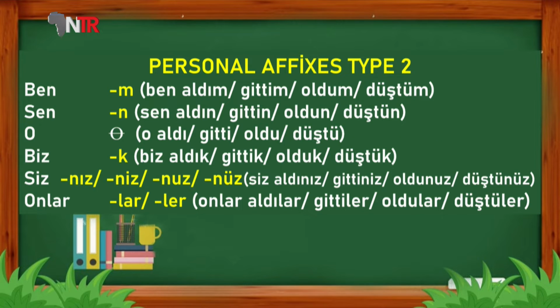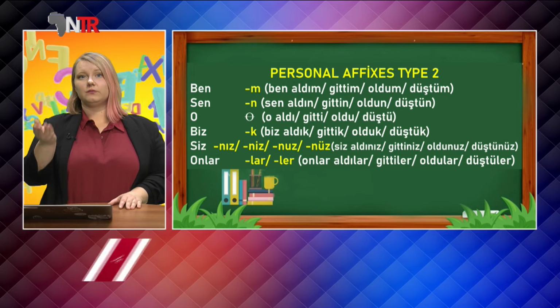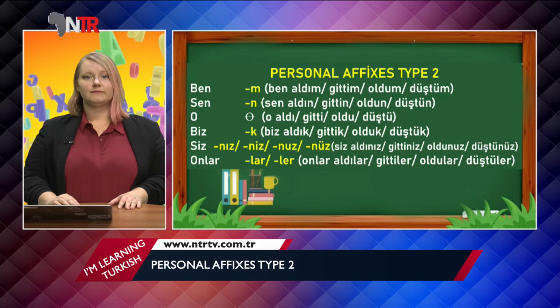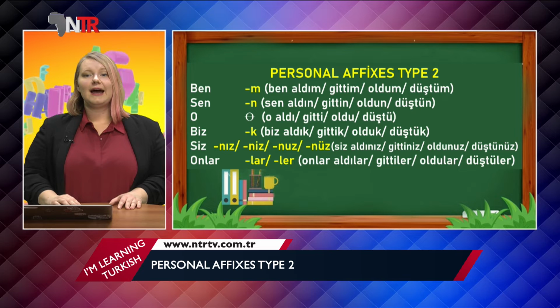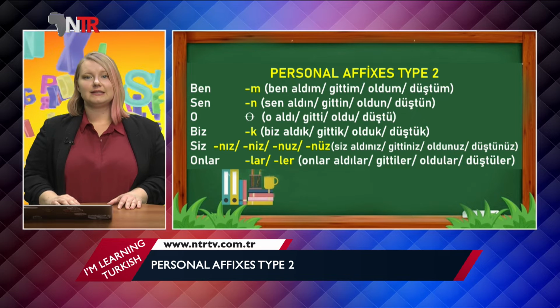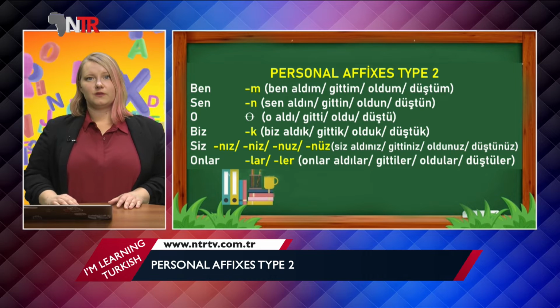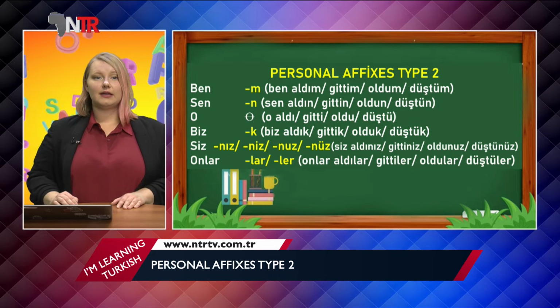If you, but a lot of people, did something in past, we will add nız, niz, nuz, or nüz. We will understand which affix to add according to our past tense affix. The same vowel which it has will be in the personal affix for you. So we will have siz aldınız, siz gittiniz, siz oldunuz, or siz düştünüz. So yeah, pretty easy and nice.